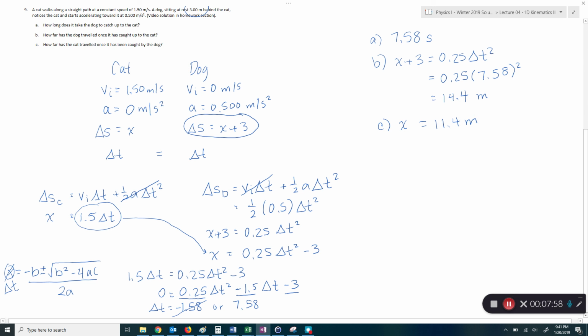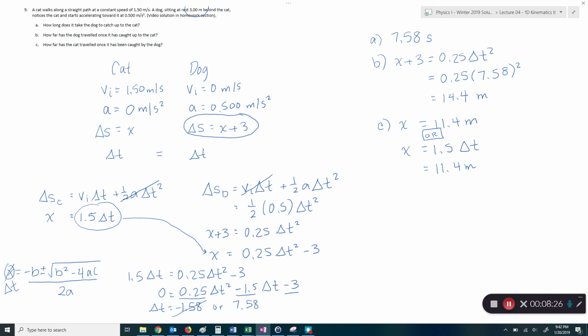Or I could also have used that x is equal to 1.5 times delta t. Okay, this should give me the exact same answer. If I do 1.5 times that value that we got for delta t, 7.58, I get 11.4 meters. So either way I get the same answer. Okay, so I hope this helps.